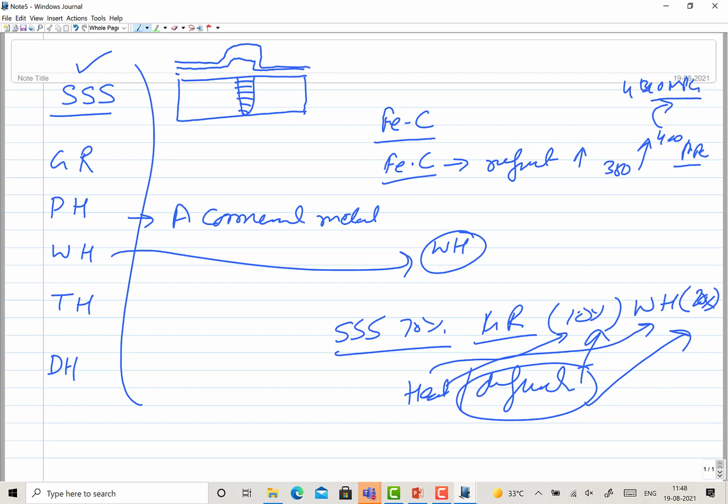If the heat is dominating, you may find that there is a little dip also. So when the deformation is dominating, you get this trend. When heat is dominating, you get this trend. And if it is moderate, there is a marginal change in the properties. Okay, this is just one side.